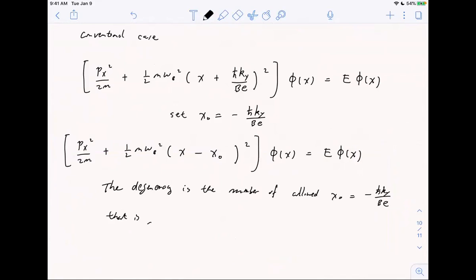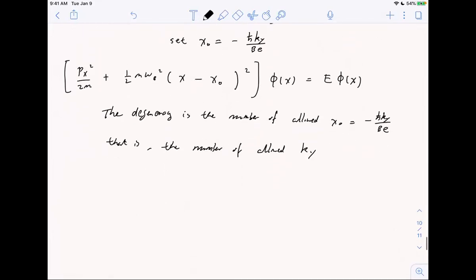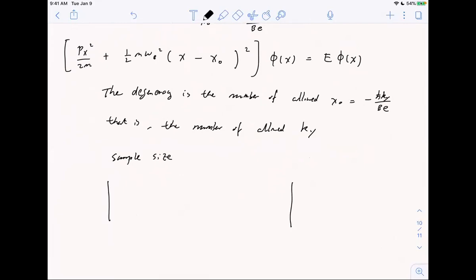That is the number of allowed ky. Let's say your sample has a certain size, your sample size is this big. Okay, so this ky is basically how many standing waves or periodic wave functions you can have in this spacing.